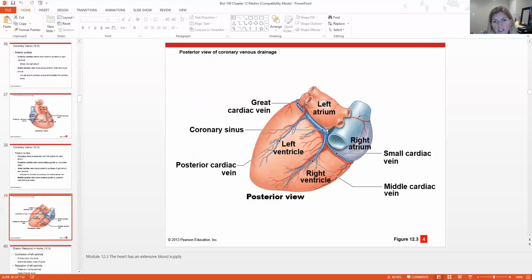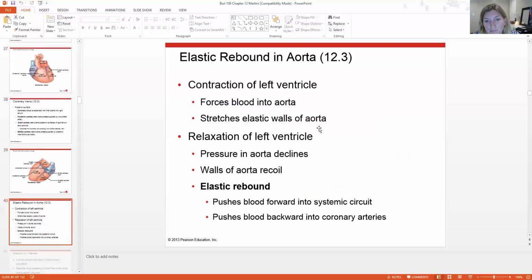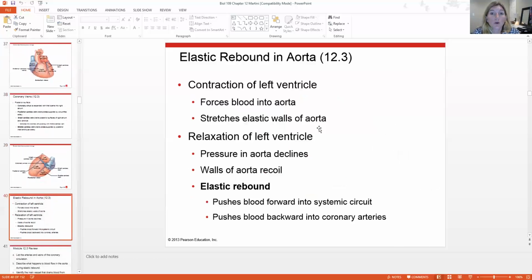There it is. It's just like a swelling or an enlarged area of that great cardiac vein. So our aorta, our big blood vessel, has elastic rebound associated with it. When the left ventricle contracts, it's going to force blood into the aorta, and the aorta has an elastic wall, so it's going to stretch. When the left ventricle relaxes, the pressure in the aorta declines, and the walls of the aorta recoil, and that's the idea of elastic rebound. It can stretch and contract as it needs to with that increasing and decreasing blood pressure.